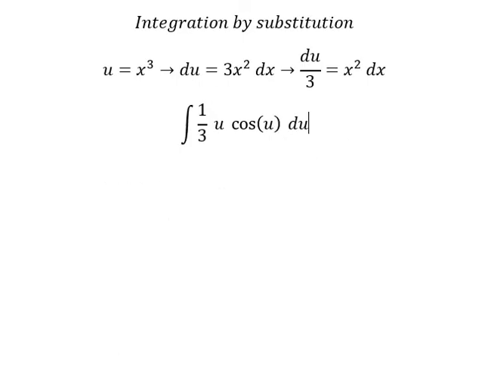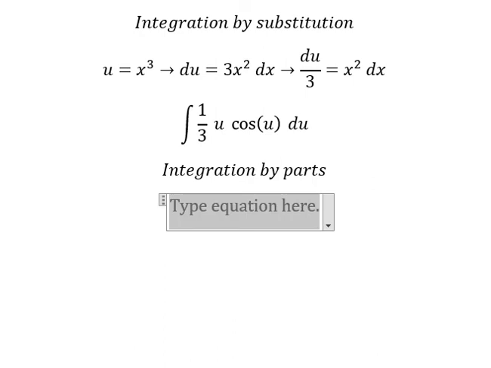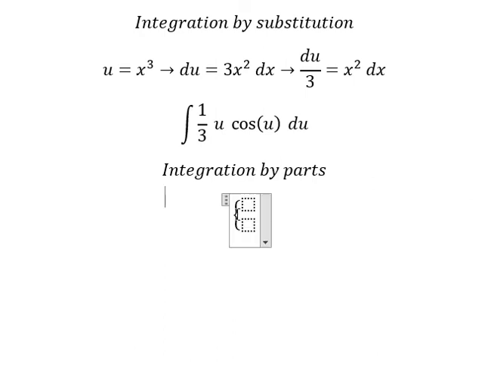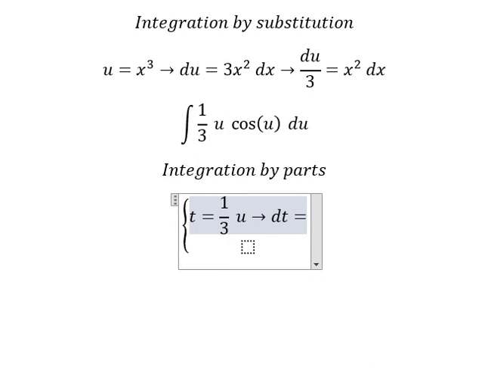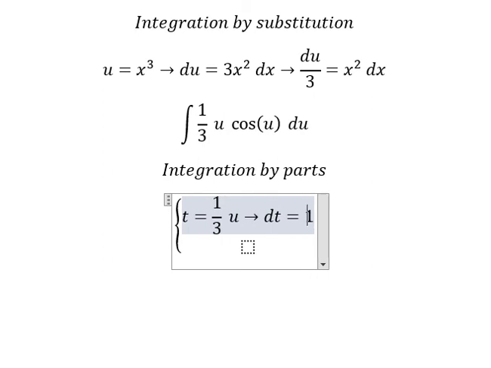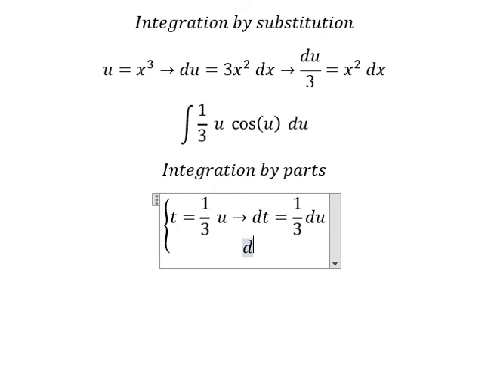Next, we need to use integration by parts. So I will put t equals to 1 over 3u. Later, we do the first derivative for both sides, and we have dt equals to 1 over 3 du. dv we have cosine u du. The integration of this one, we have v equal to sine u.